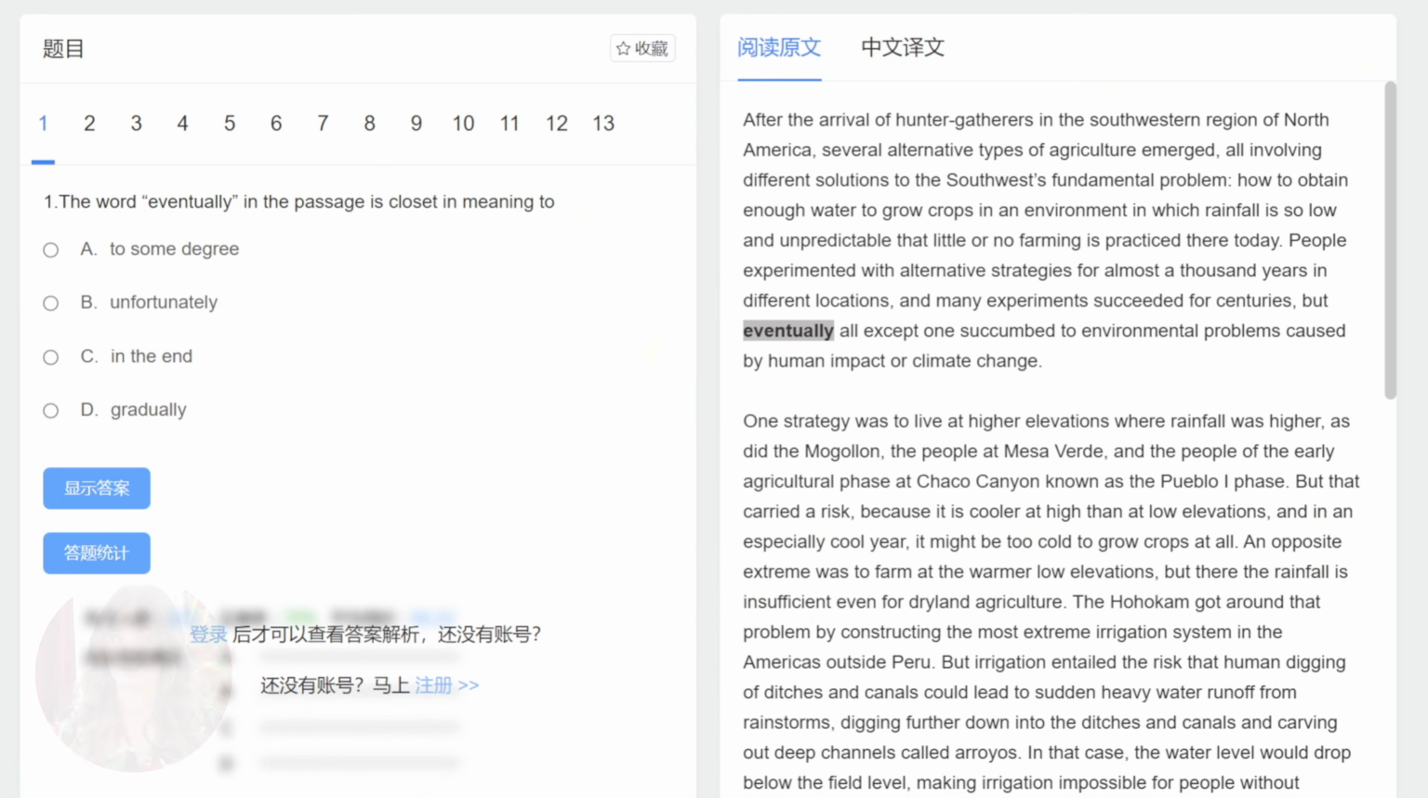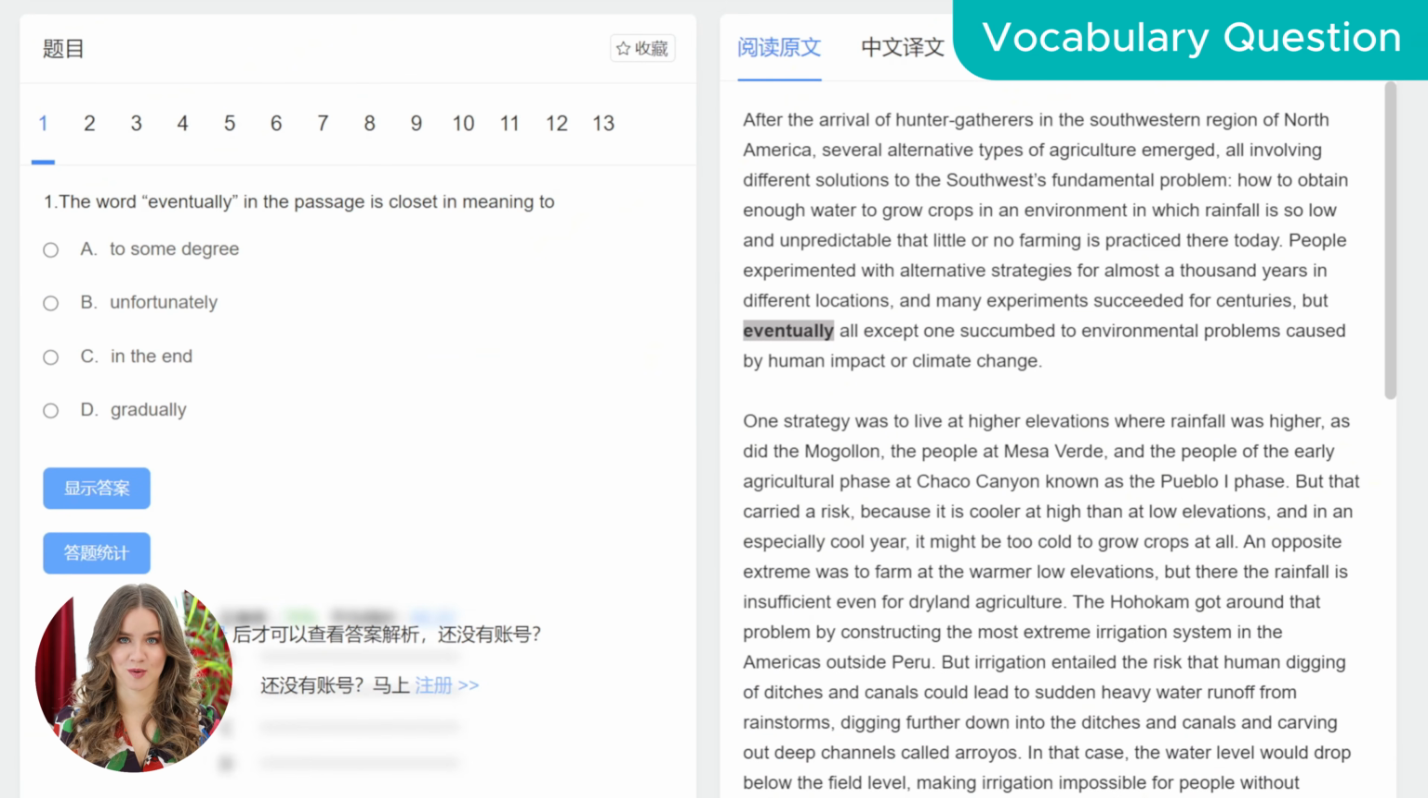Today's text is about Southwest agriculture. On test day, there will be 10 questions for each passage, but for this practice, we'll have 13 questions. That's because there are going to be a few more vocabulary questions than usual, which is a great addition for us. Let's dive in.